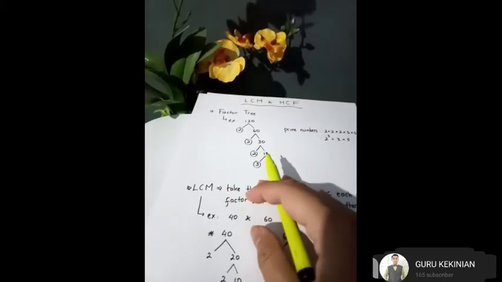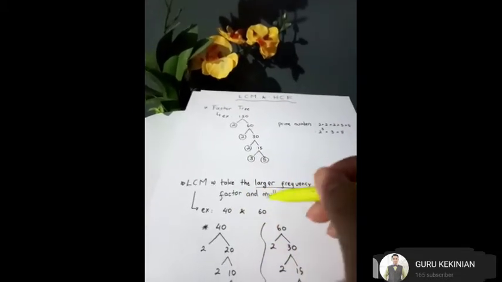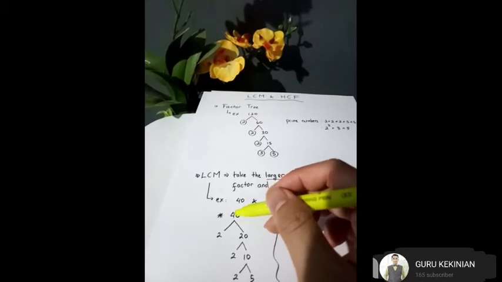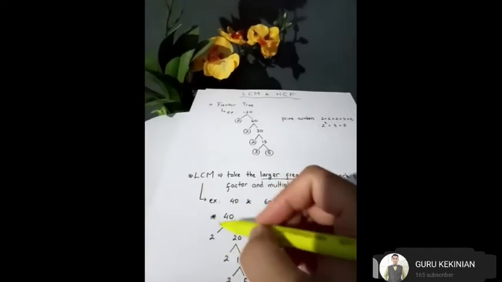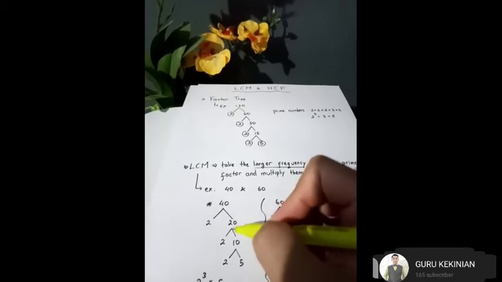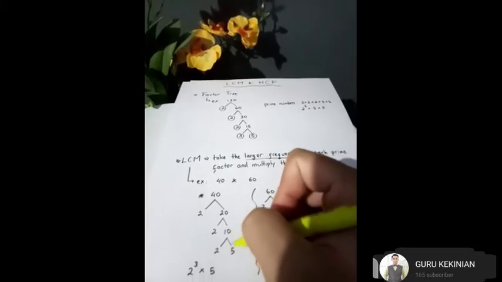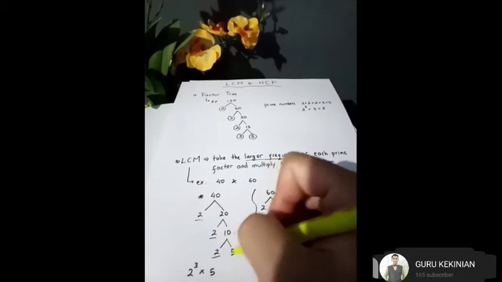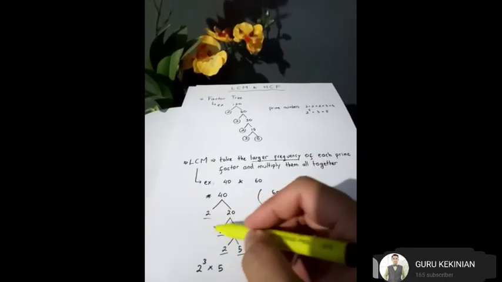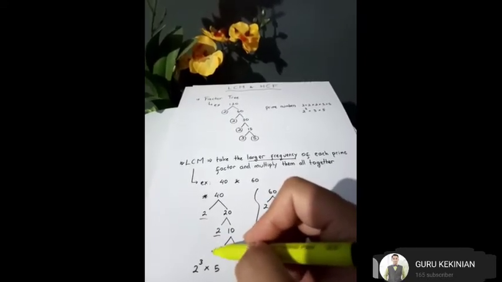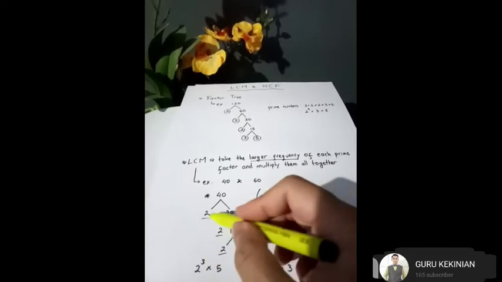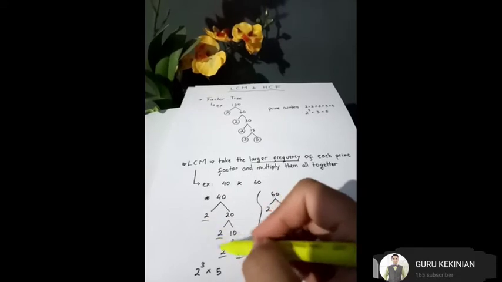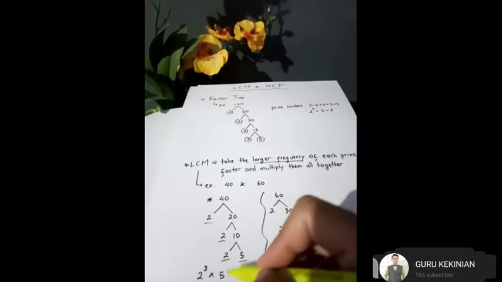The first step, we must make a factor tree of each number. The first one is 40, and then we divide it by the smallest prime number, that is 2, and we get 20. And then we divide it again by 2 and we get 10. Divide it again by 2 and we get 5. So we have 2 times 2 times 2, and we can write it as 2 power 3 because there are three 2s, and then times 5.